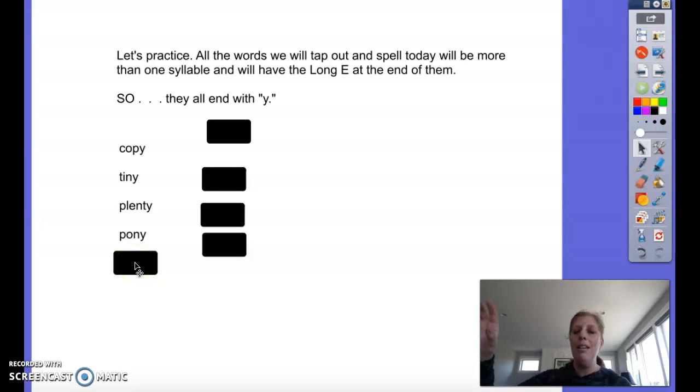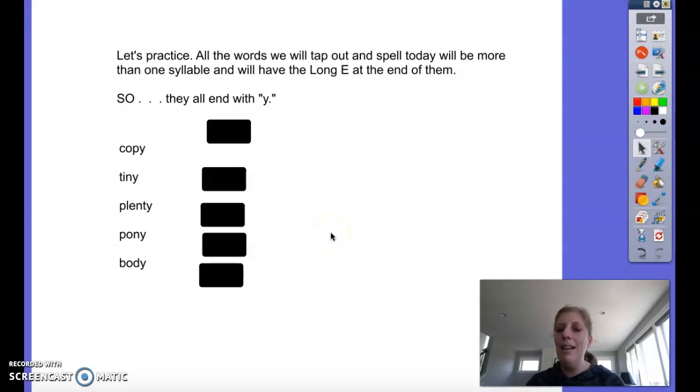Body. First syllable, bod, B-O-D. And the last syllable, E. B-O-D-Y. Body.